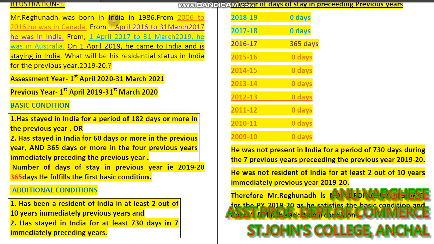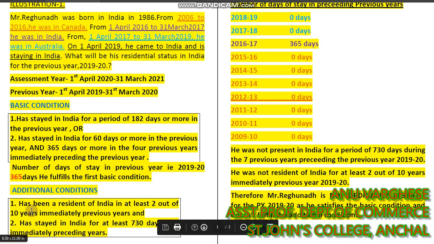Here, Mr. Raghunath was born in India in 1986. From 2006 to 2016, he was in Canada. That means up to here he was not in India, so 0 days of stay. From 1st April 2016 to 31st March 2017, he was in India. That means in the year 2016-17, he was in India for 365 days. From 1st April 2017 to 31st March 2019, he was in Australia. That means in 2017-18 and 2018-19 he was not in India, so 0 days.